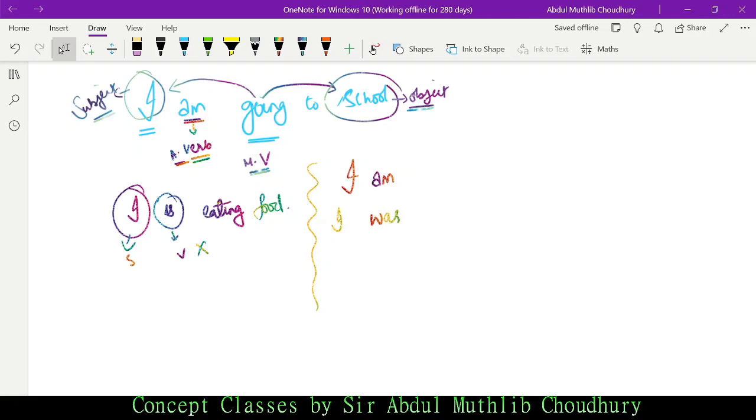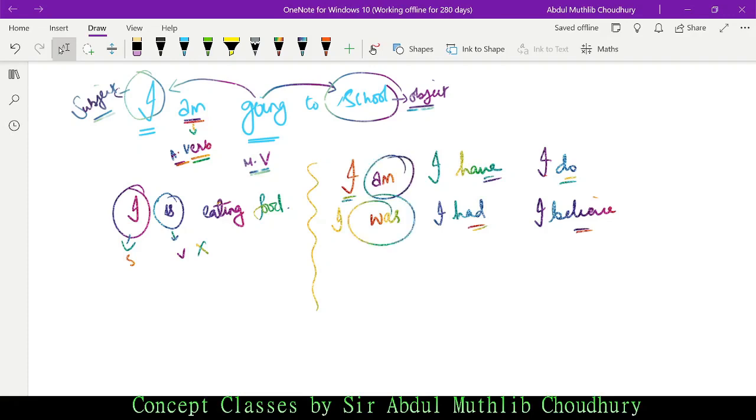And rest all the verbs, I have, or I had, or I do, I believe, these are all plural verbs. The subject I is followed by singular verb only in case of am and was. The rest of the verbs, have is a plural verb, had is a plural verb, do, believe, I eat is a plural verb. But the subject here in case of this is singular. So these are the rules of grammar which you have to remember to master the art of learning grammar and securing excellent marks during your examination.